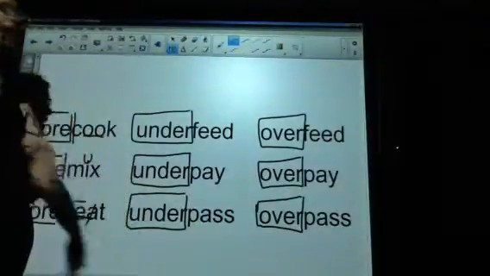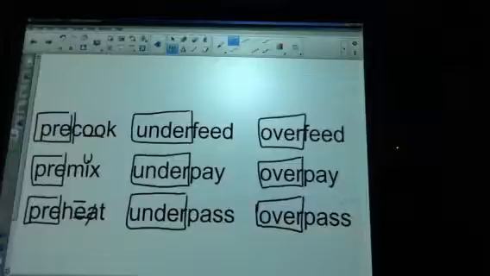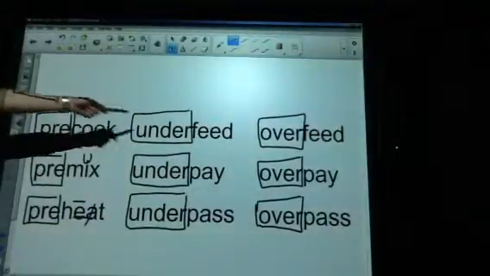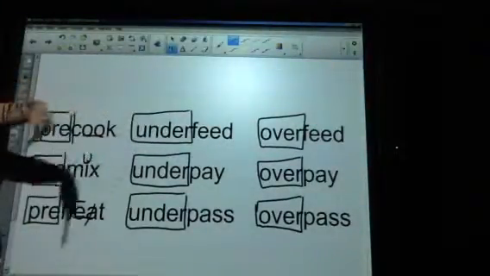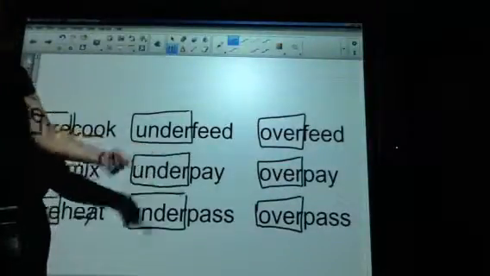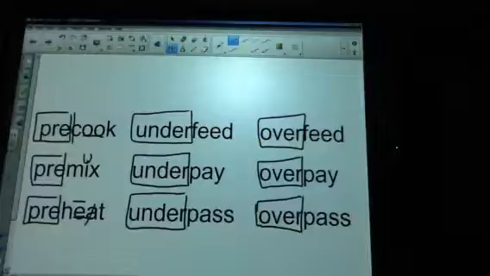Underfeed, underpay, underpass. What do you think the prefix under might be? Like you put it like less? I heard less. Less is one meaning. So, to feed less than you need would be to underfeed. You earned less, or they gave you less than what you earned, so they didn't pay you enough. Underpay. Okay, what about underpass, though? What do you think, Jaden?